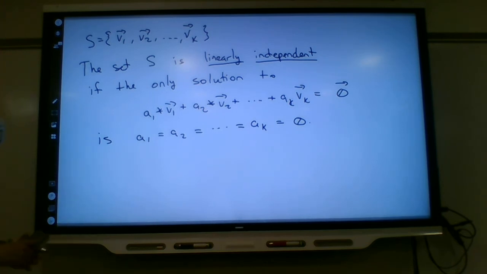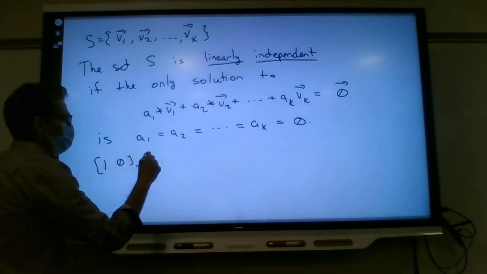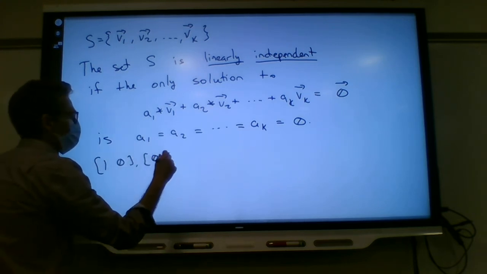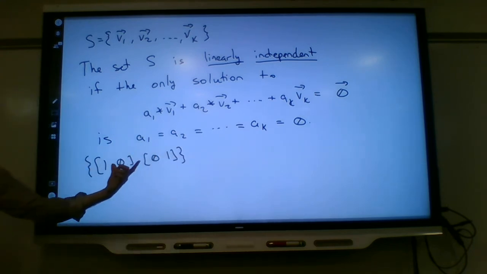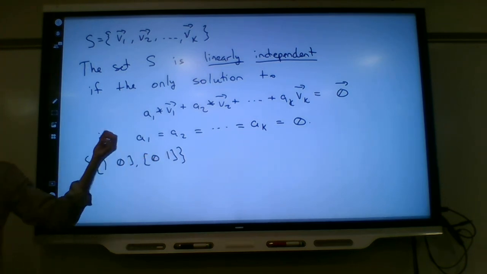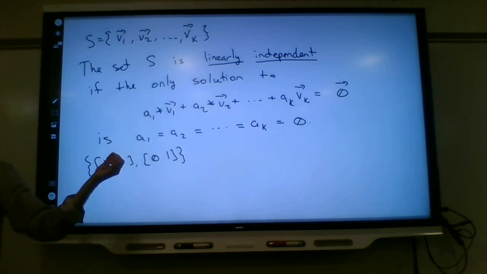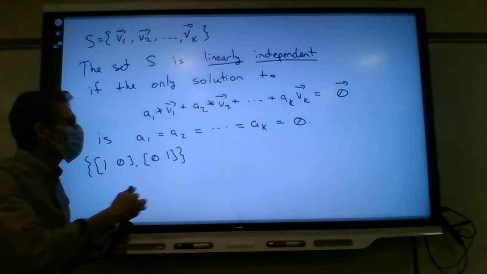Okay, so what happens? That means that this set, you can't write one of these in terms of the others. If you want to get 0 out of this, you have to make both coefficients equal to 0. So this is a linearly independent set.